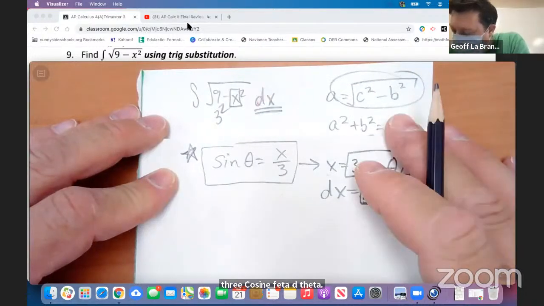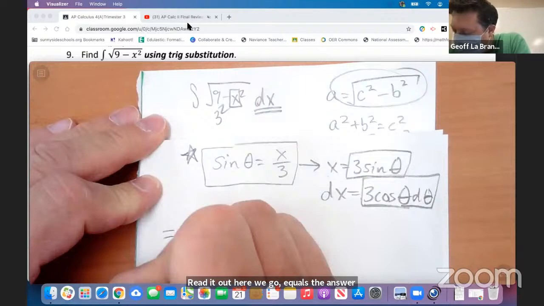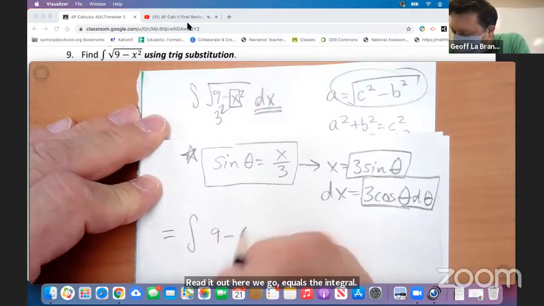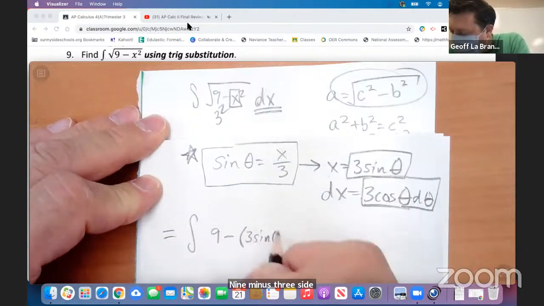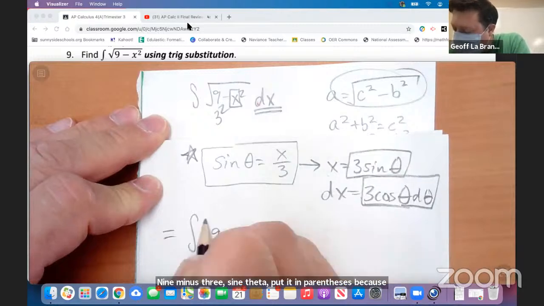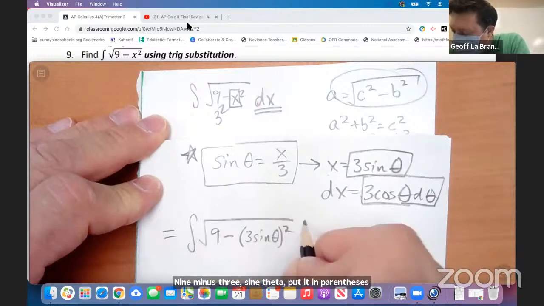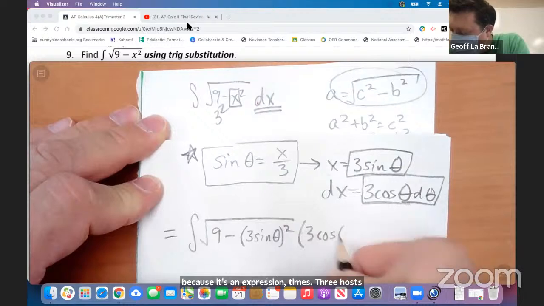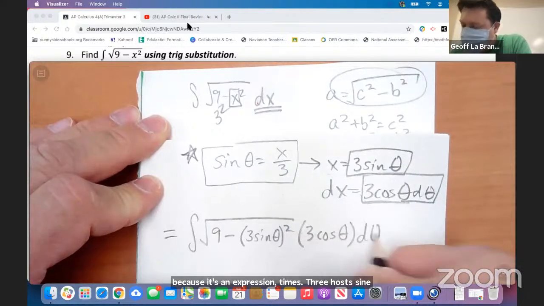I'm going to write it out. Here we go. Equals the integral of the square root of 9 minus (3 sine theta) squared, put it in parentheses because it's an expression, times 3 cosine theta d theta.